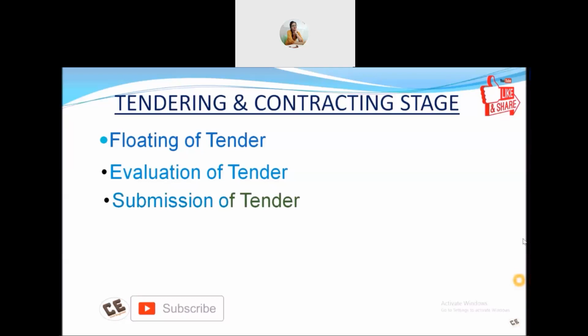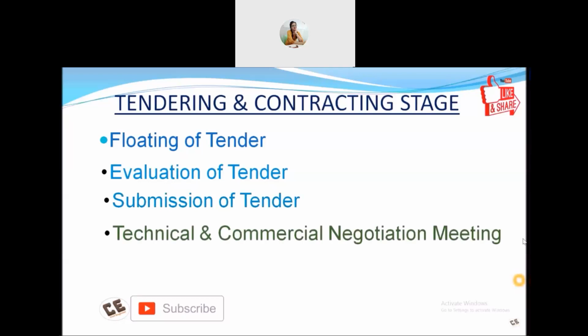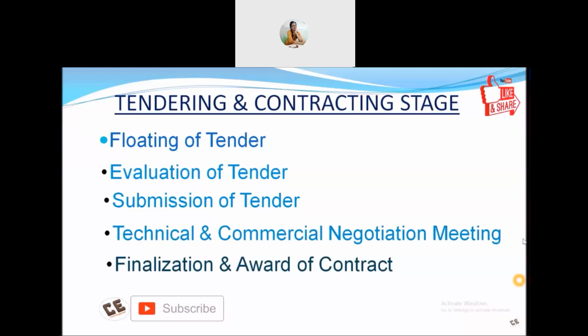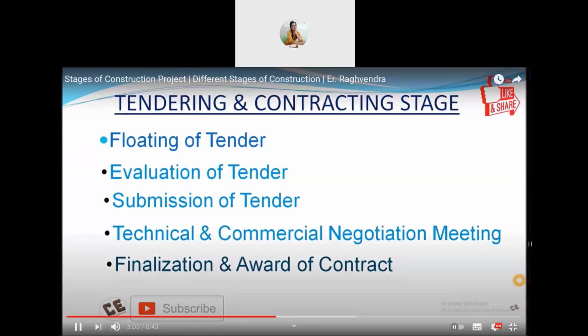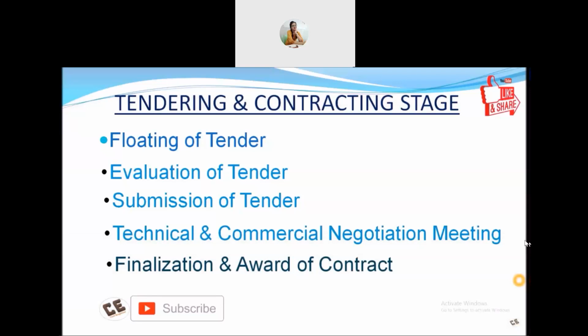After getting the tender documents, the client evaluates them, and then they call the technical and commercial negotiation meeting. Next one is the finalization of the award of contract. After that, we finalize the contract and award it to the selected contractor. So these are the points of the tendering and contracting stage.